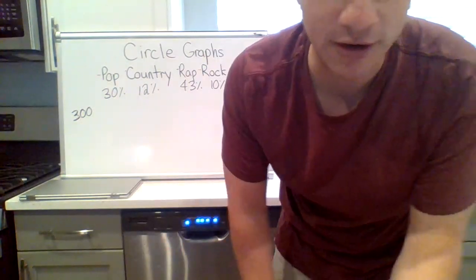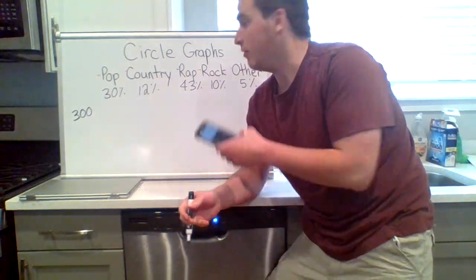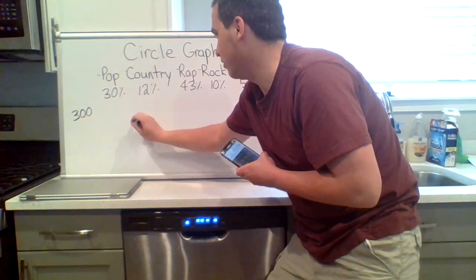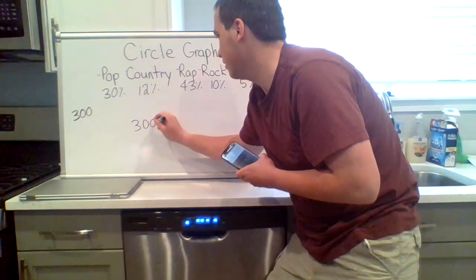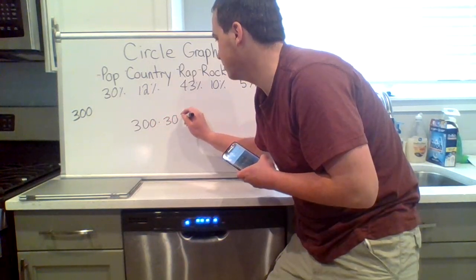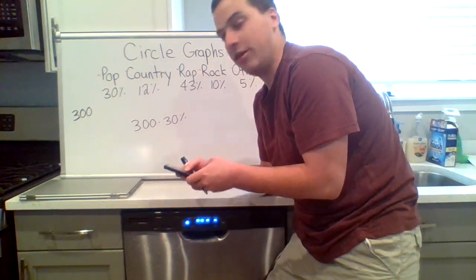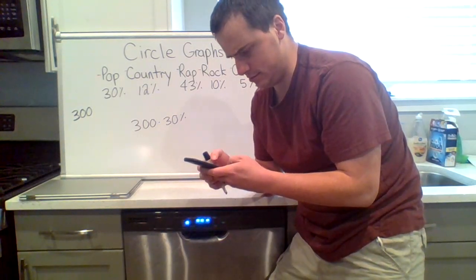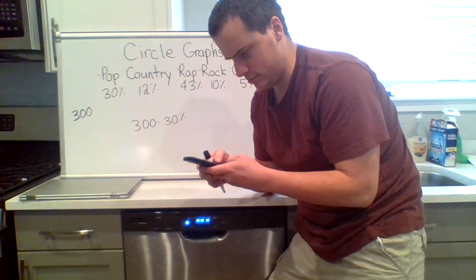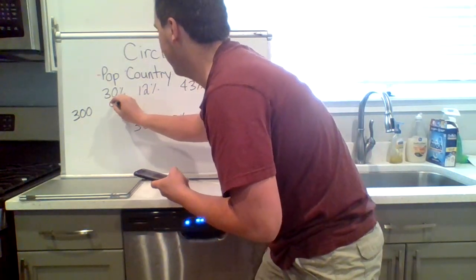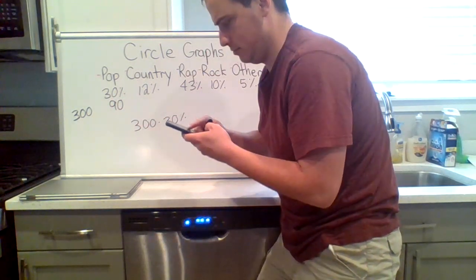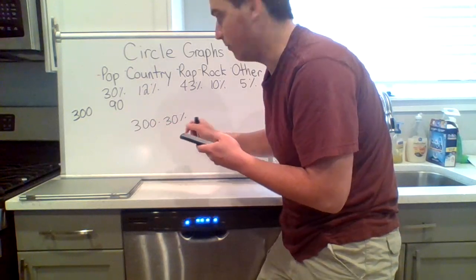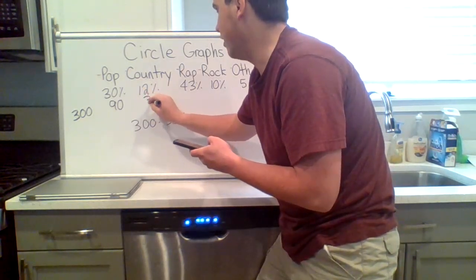Well, how many students responded with pop, the exact number? To do that, we're going to do 300 times 30%. You can also do 300 times 0.30. It doesn't really matter. So the answer is 90 students like pop. 12%, 300 times 0.12. That's 36.